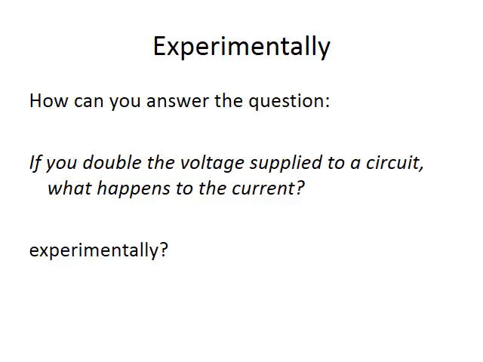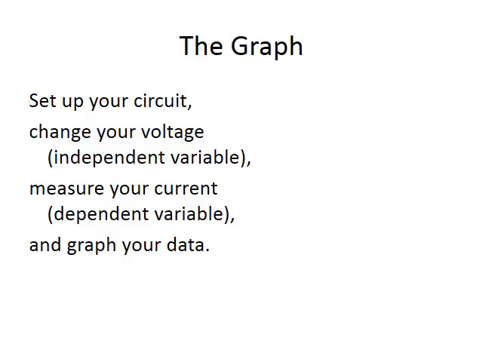If you didn't know the equation, how could you answer the question, if you double the voltage supplied to a circuit, what happens to the current, experimentally? Well, you'd set up your circuit, change your voltage, that would be your independent variable, measure your current, that would be your dependent variable, and graph your data. Take a moment to think about what the graph for that data would look like. If you change the voltage and the current changes at the same rate, you should get a straight line graph. This is a linear relationship.